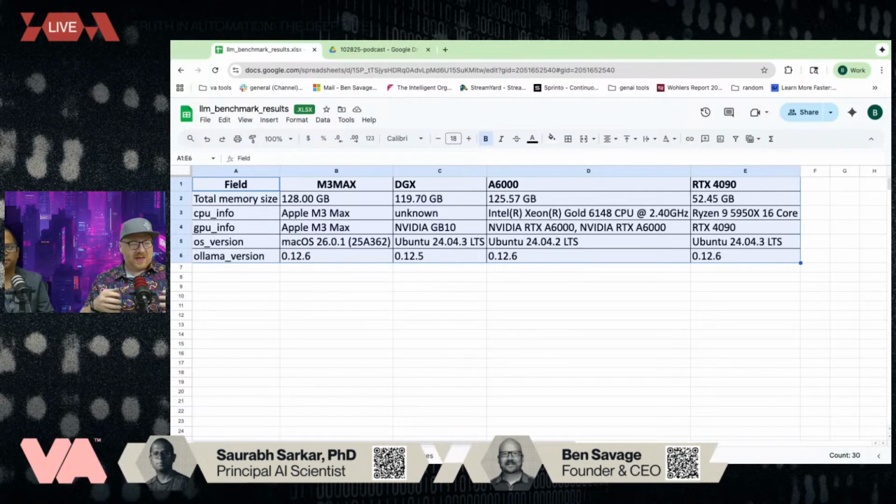So when we look at these, the first three all have roughly 128 gigs of RAM. Two of them have dedicated GPUs. The A6000 has actually a pair of A6000s, which are last year's model, so 48 gigabytes of memory. And it's got dual Xeon Golds with 128 gigs of RAM. The DGX has a single GB10 and 128 gigs of RAM.